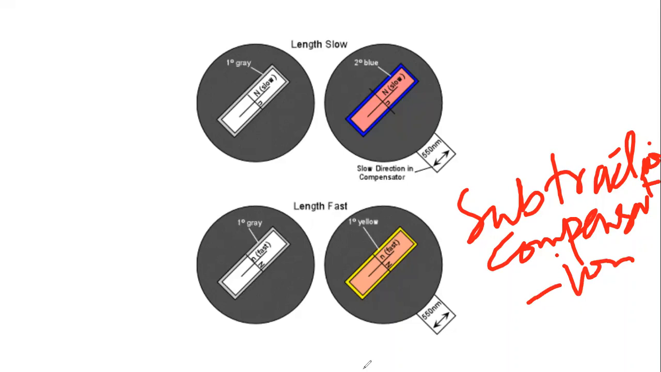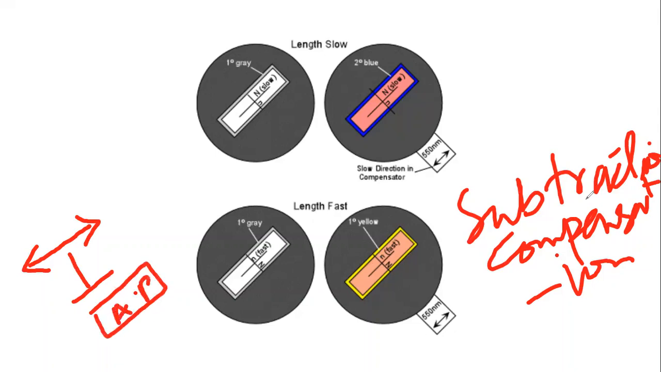And in subtraction compensation, we have discussed that the slow ray direction of the mineral grain and the slow ray direction of the accessory plate tend to be perpendicular to one another in subtraction compensation.